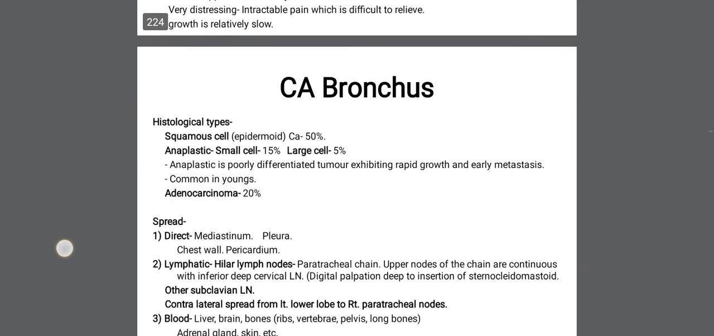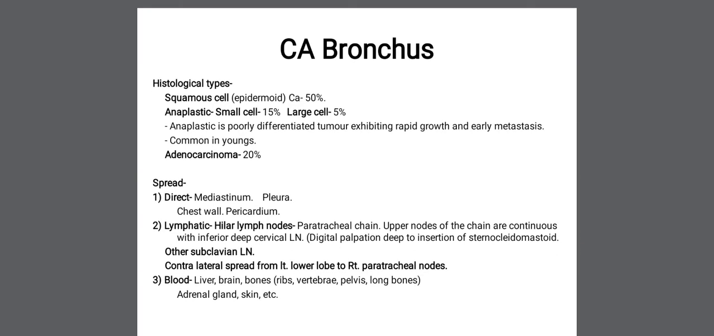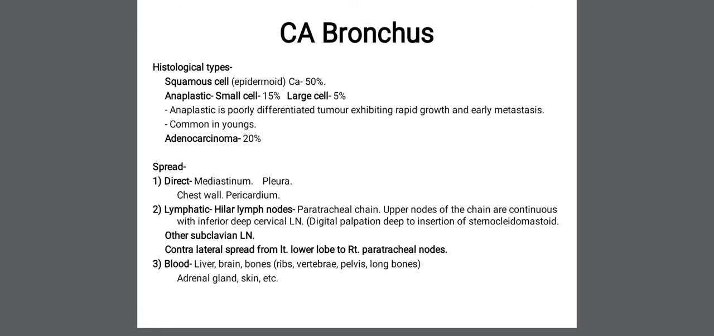Then histologically also there are three types, that is squamous cell carcinoma, which is about 50% of cases. Then anaplastic carcinoma, that includes small cell carcinoma and large cell carcinoma. Small cell is about 50% and large cell is 5%. And the third one is adenocarcinoma, which is 20%. This anaplastic is a poorly differentiated tumor exhibiting rapid growth and early metastasis and is common in the young.